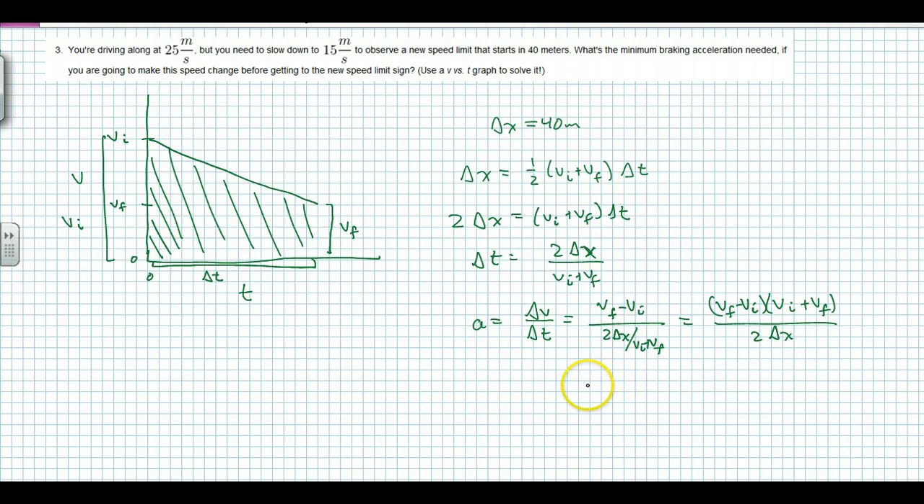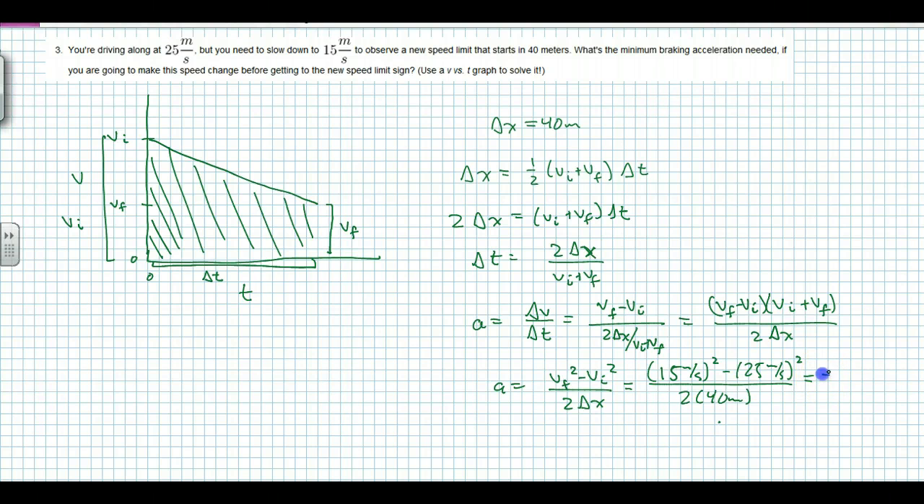And I'll finally clean up the numerator by multiplying this through, because this is a difference times the sum, so we have a difference of squares on the top. It's a nice compact answer. So what we have is 15 meters per second squared minus 25 meters per second squared over 2 times 40 meters.